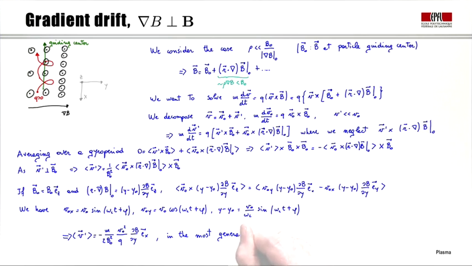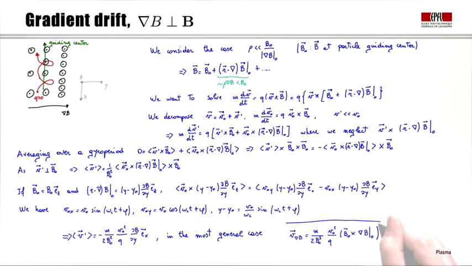If we look at the most general case, what we have is a drift that is always given by the same coefficient in front, m over 2 B0 to the power 3, times V0 squared over q, B0 cross the gradient of B0. This drift, which is also very important in plasma physics, is the so-called grad B drift.